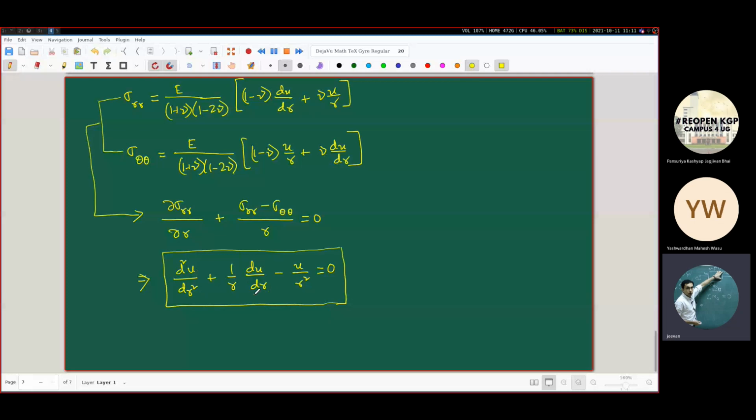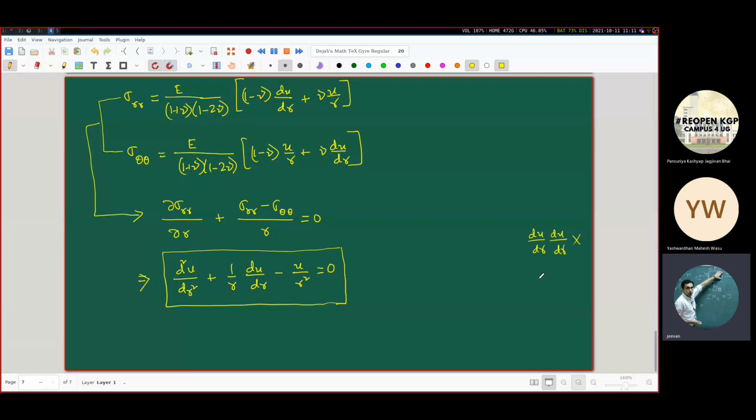But this is a linear equation. Okay, this is a linear equation because in none of the terms do you have anything like u square or u cube. Furthermore, you also do not have terms like this du dr times du dr.